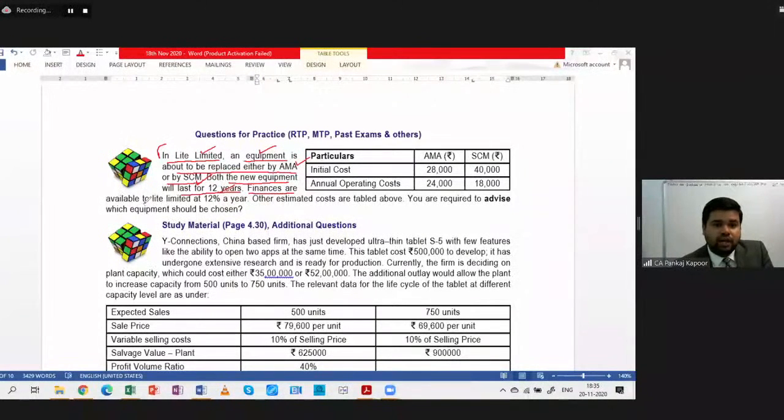The finances are available to the Light Limited at the rate of 12%. I believe that you all are aware why this 12% is given to us: in order to apply the time value of money. So we are going to use this 12% as a discount factor. Any of my friends can say it is the cost of capital, the marginal cost of capital, the opportunity cost rate. Any name you can give to this. But in short, in precise, this is nothing but our discount rate.